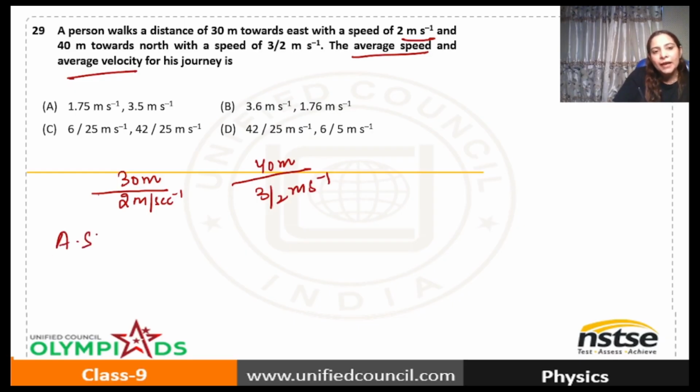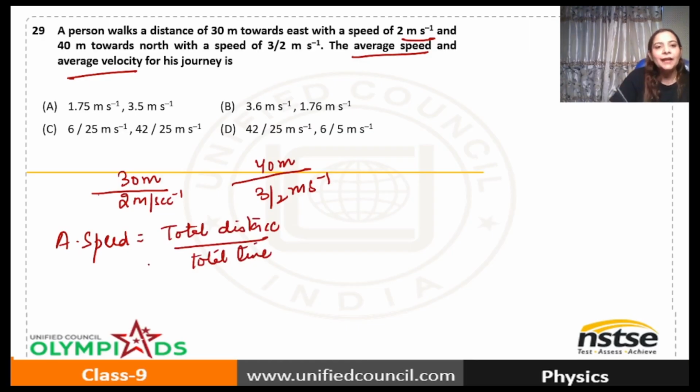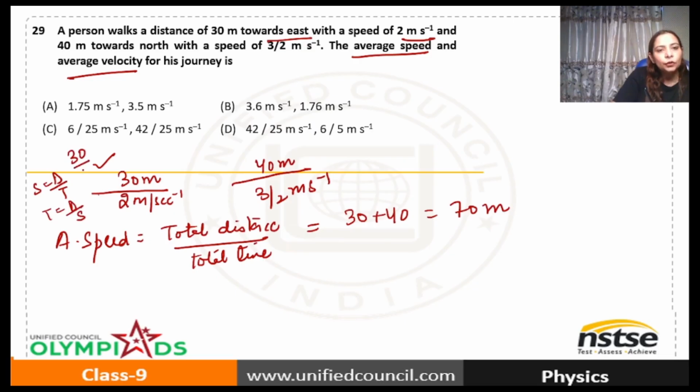Now let me tell you, average speed is total distance travelled by the body in any direction divided by total time taken. So in order to find average speed, we need total distance. It is travelling 30 meters towards east and 40 towards north. So total becomes 30 plus 40, that is 70 meters. Now we need total time also. So we'll find the time for the first case. Speed is equal to distance by time, or we can write time is equal to distance by speed. So it comes out to be 30 by 2, that is 15 seconds.